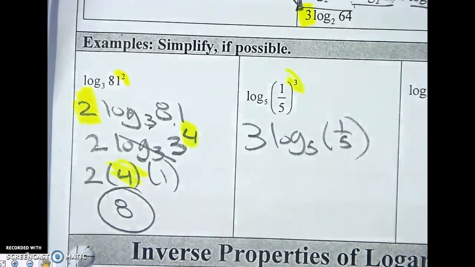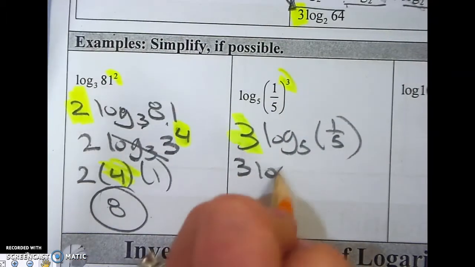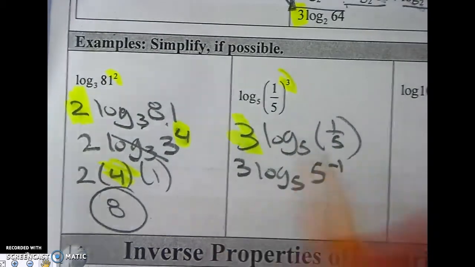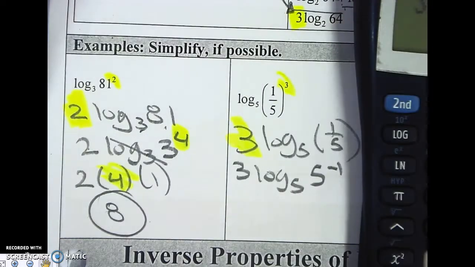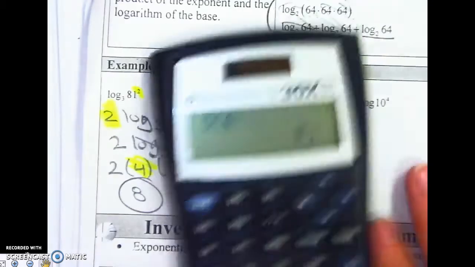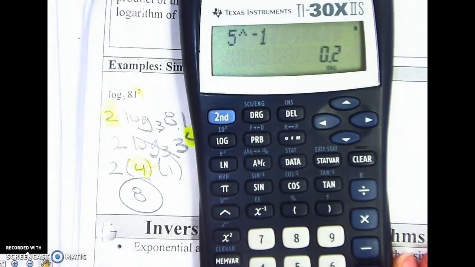Okay. Now that I did that, the goal is, since this is a 5, make this a 5. Now I have to figure out 1/5 is 5 to the what power? Some of you know that's -1. If you're not sure that it's -1, let me show you. So in the calculator, let me zoom out just a little bit. If I go 5 to the -1, it tells me 0.2.